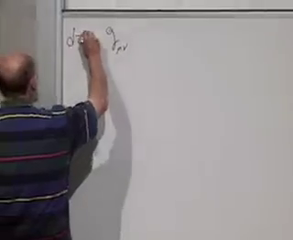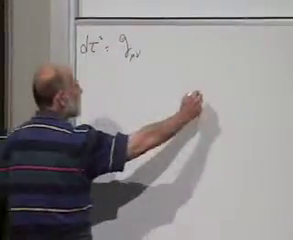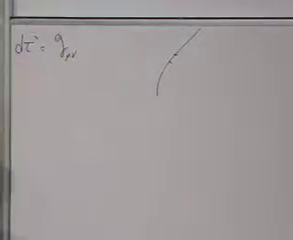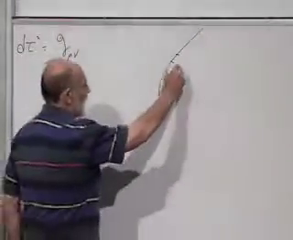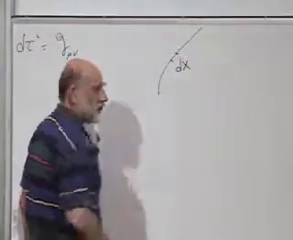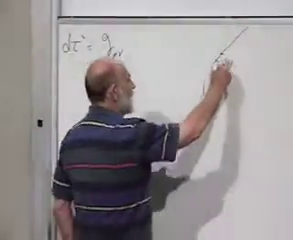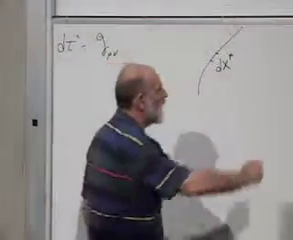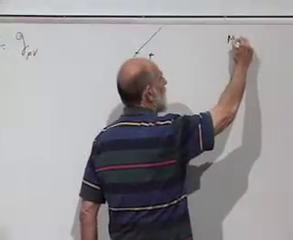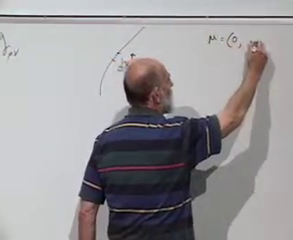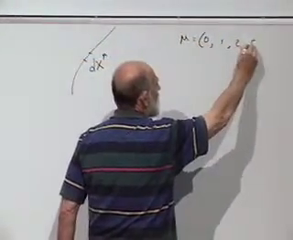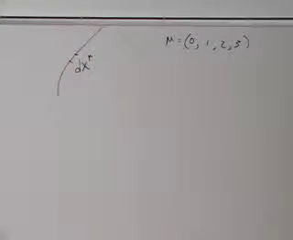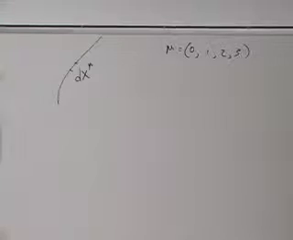Proper time along a trajectory has a little interval along the trajectory. It has a set of differential displacements, which are called dx mu. Remember, mu runs from 0, 1, 2, and 3. 1, 2, and 3 represent space. 0 represents time.